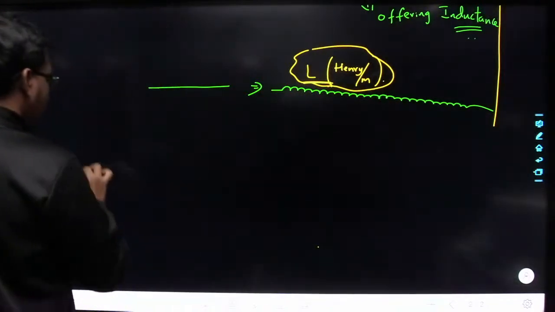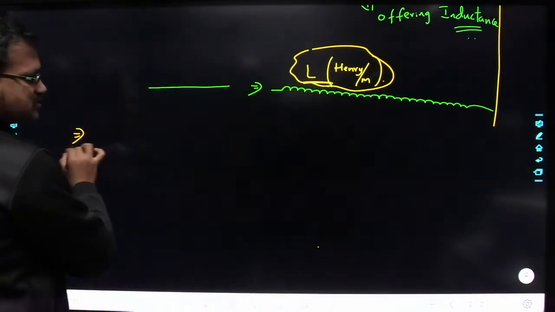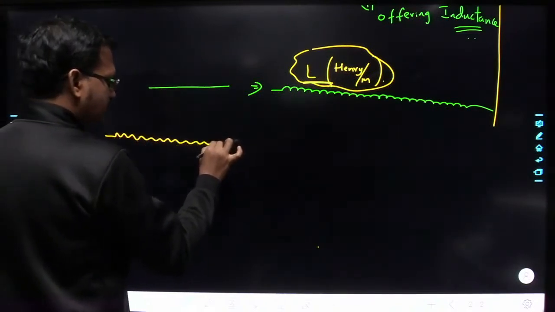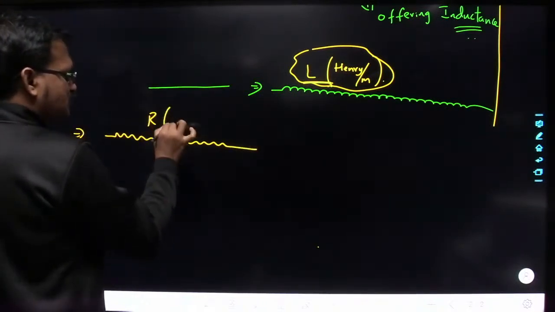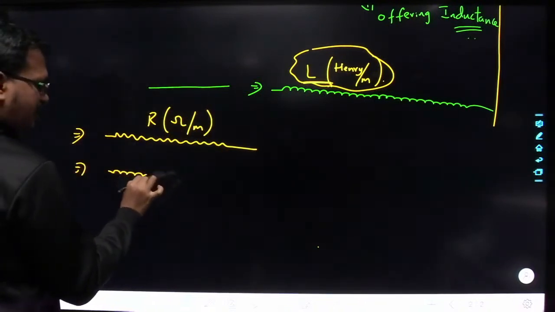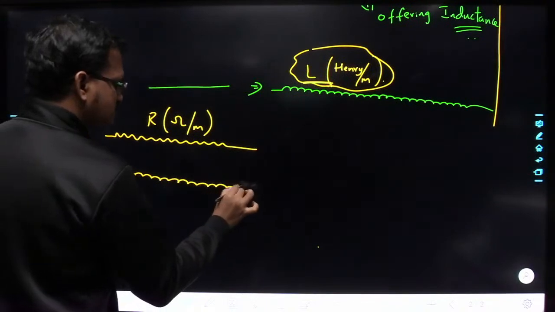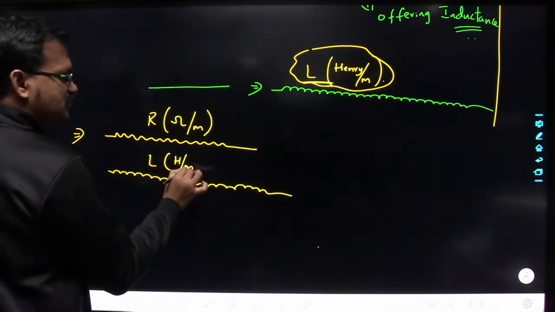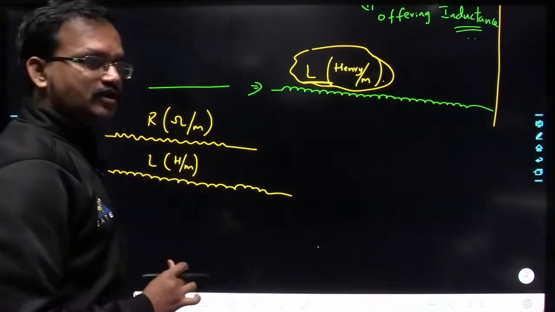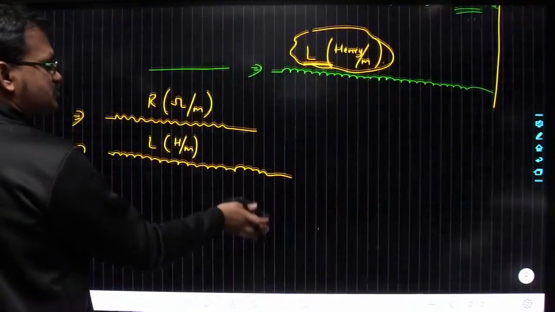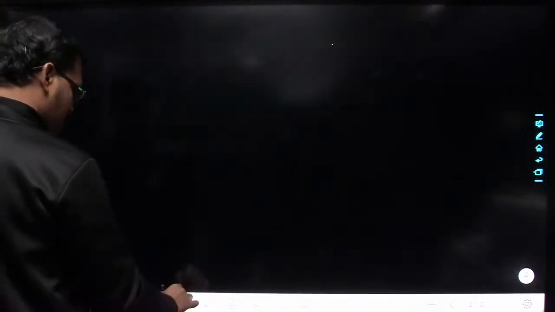So on the transmission line, we have seen that the resistance is distributed along the length of the transmission line, and its units are ohm per meter. Similarly, the inductance is also distributed along the transmission line. Its units are Henry per meter. Understood? Okay. So next, see here.